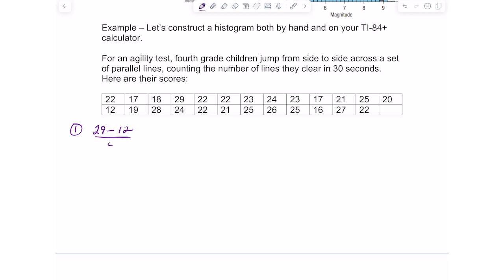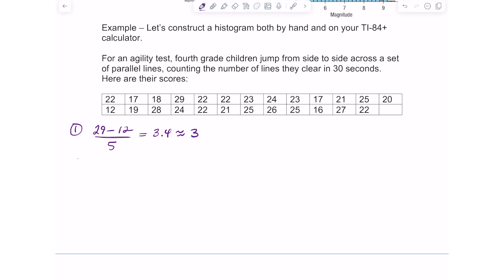So I'm going to divide by 5. I want about 5 bars. Okay, and if I do 29 minus 12, that gives me 17. And then 17 divided by 5 is like 3.4. Now, I could be messy and use a width of 3.4, but I'm just going to round down to about 3. If I had gotten 3.5, maybe I would use it, or I just might round up to 4. It's really your choice.